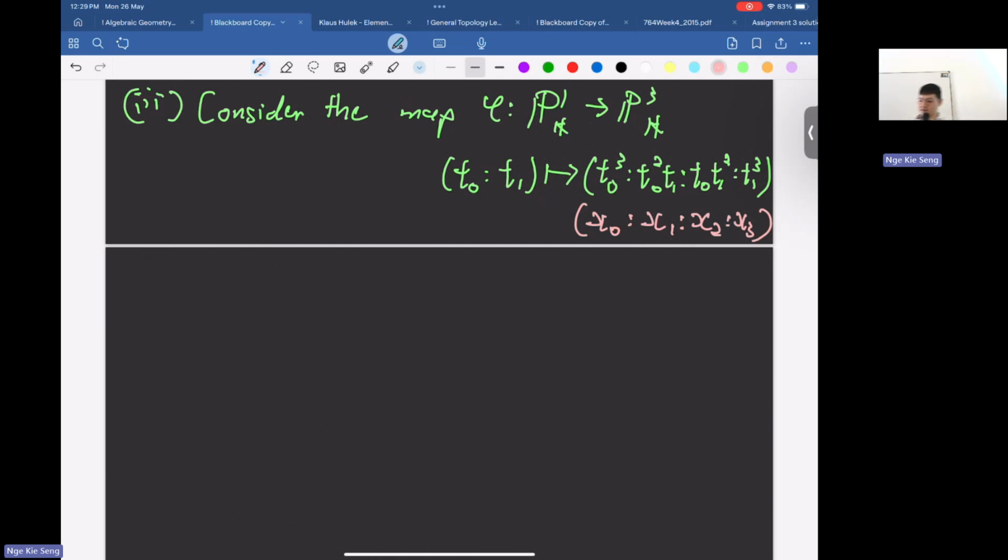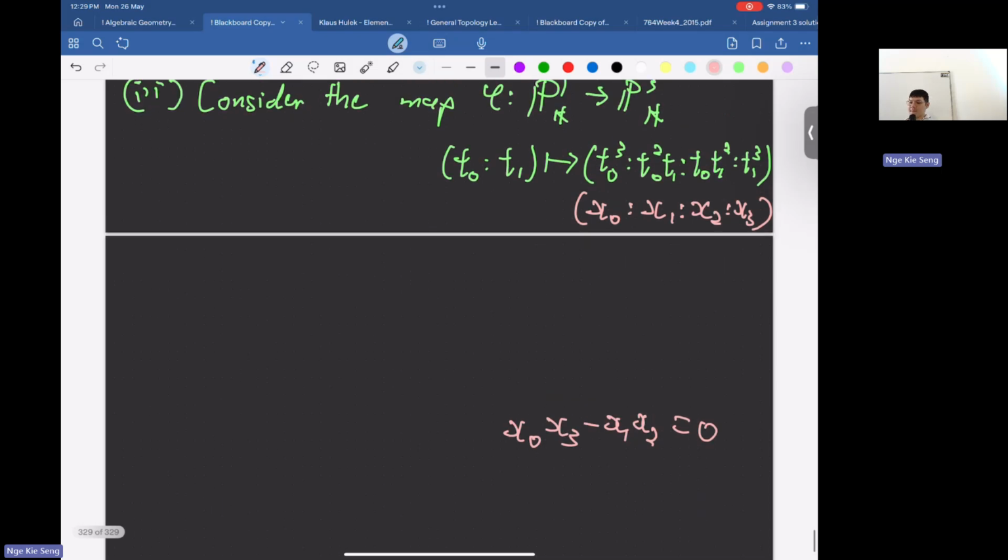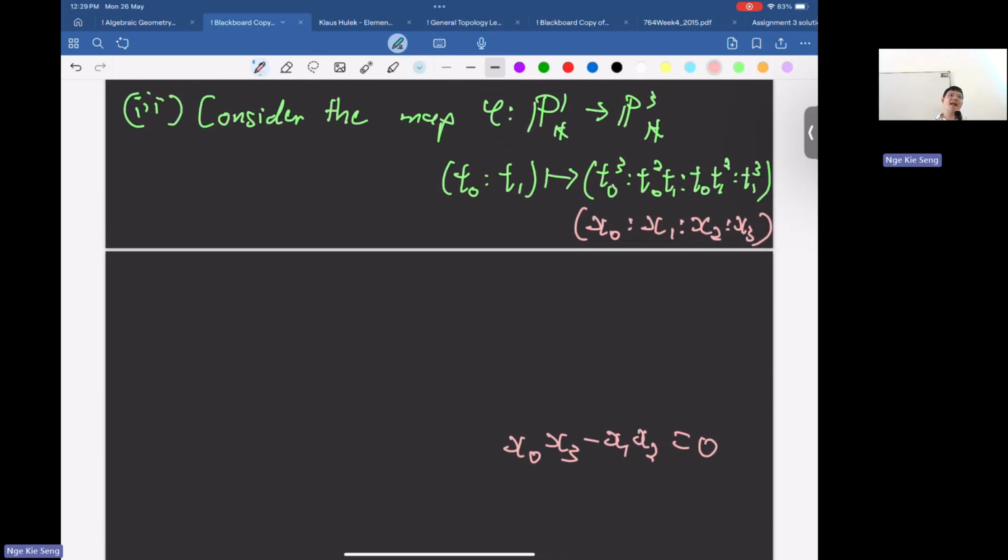So x0 x3 minus x1 x2 equals 0. This is one of the equations that is satisfied. Actually, there are 2 more. Maybe I give you one and you can guess one more: x0 x2 minus x1 squared. Can you guess another one?